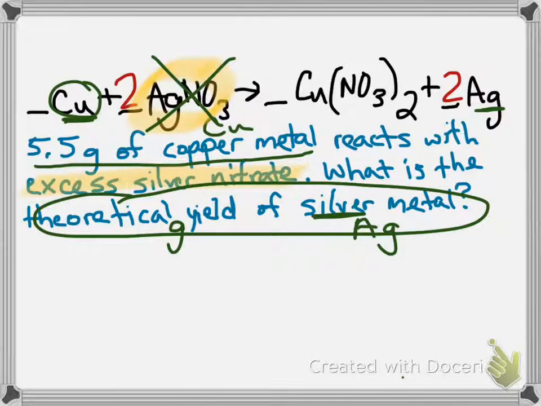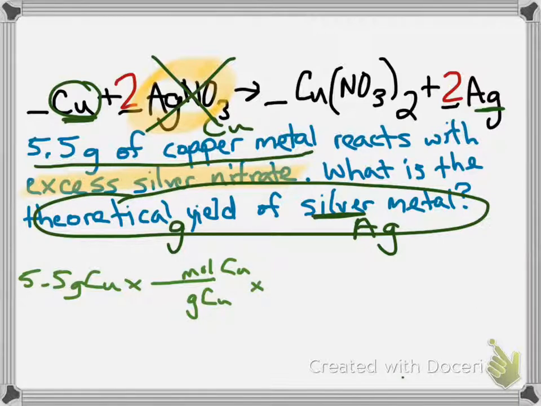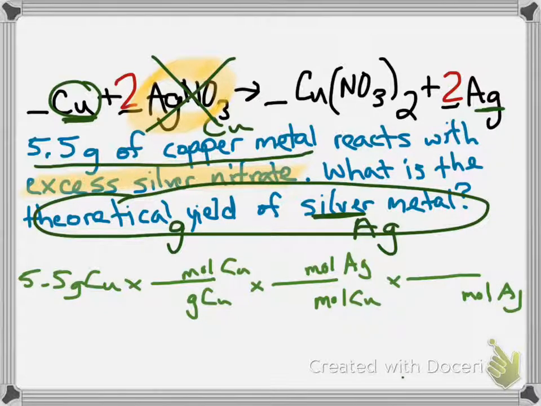So let's start with our given. Okay, we're starting with the 5.5 grams of copper, and we need to convert it into moles of copper first. That's our first step. So we'll have grams of copper at the bottom and moles of copper on top. Then we're going to convert from moles of copper into moles of silver. And finally, we will convert from moles of silver into grams of silver. Okay. So these are our 3 steps, 3 multiplication signs.